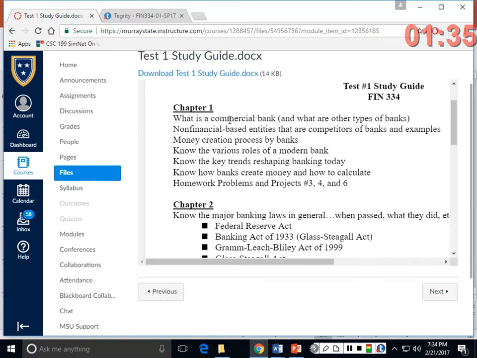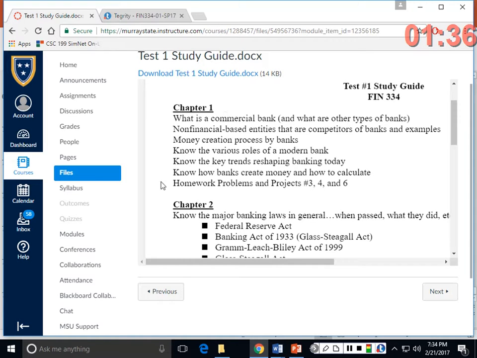What's a non-financial based entity that are competitors of banks and examples? I don't know if we actually talked about this much or not, but these are things like GMAC financing, Ford Credit. They're called non-financial based entities. So they do some of the things that a bank does. For example, GMAC will make you a car loan, but they're not necessarily a bank. Money creation process. So this is when a bank makes a loan. We talked about the money multiplier. If you're given a loan amount, an amount of required reserves, you need to be able to calculate how much in new money will that create.